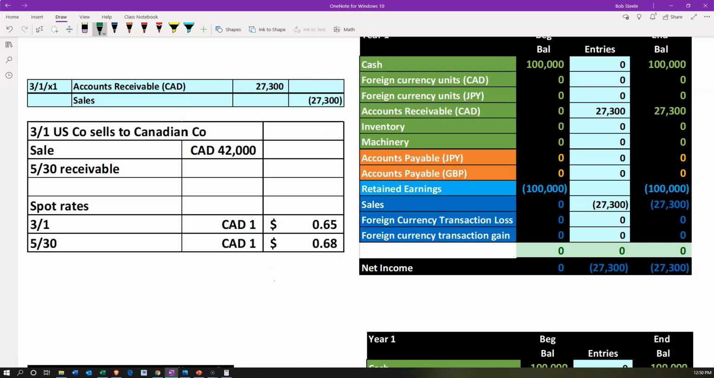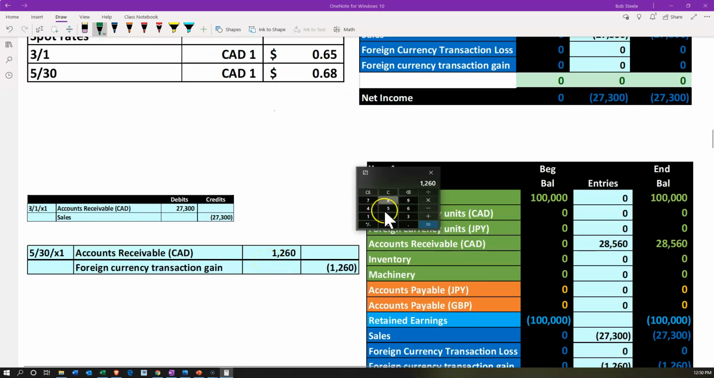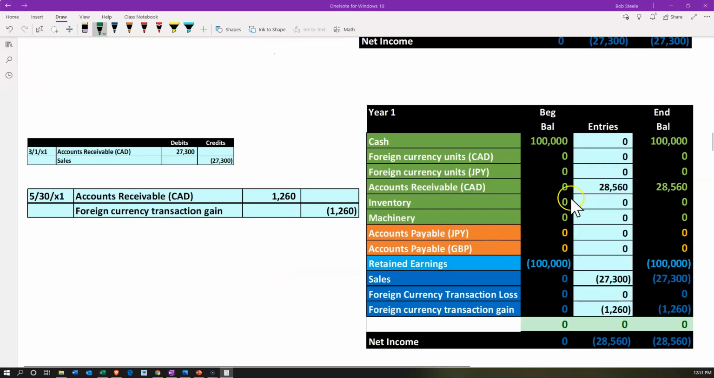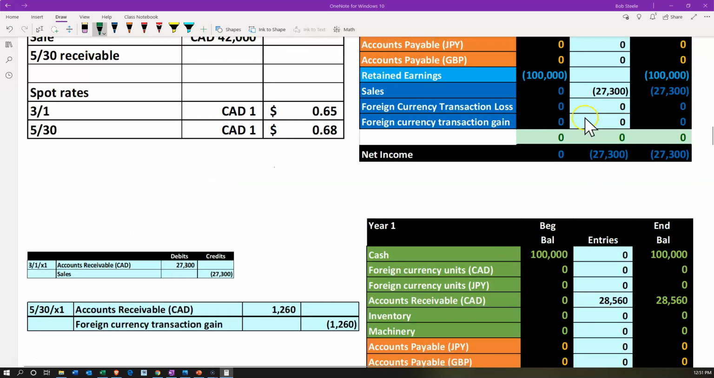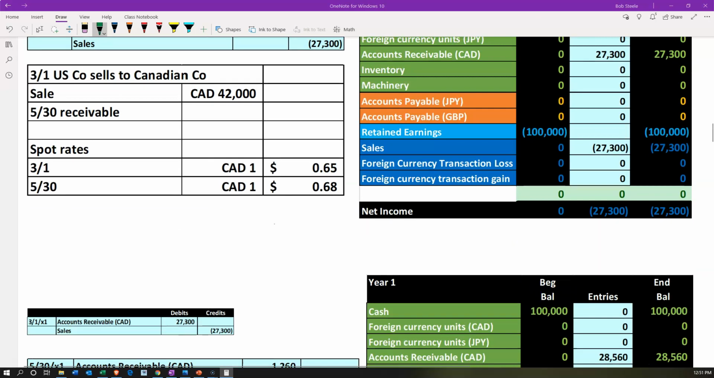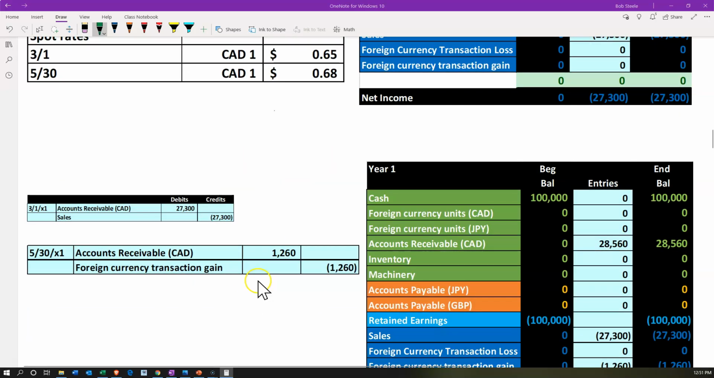Now, the other way you can calculate the gain, which is useful, you'll often see, is that you could take the difference in the rates, which is going to be 0.68 minus 0.65, and then multiply that difference times the 42,000. And that will also give you that 1,260. So what are we going to do from a journal entry standpoint? We're going to increase the receivable that's going to be given in Canadian dollars by the 1,260. Now it's up to that 28,560. And you'll recall that 28,560 was, if we calculate this out, the 42,000 times the current spot rate, the 0.68. So that's the 28,560 that we have now. And then we've got the foreign currency gain down below.